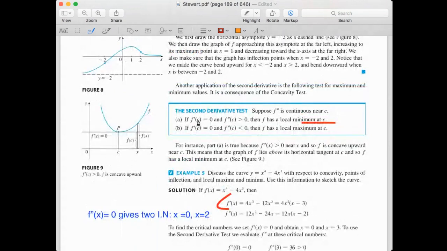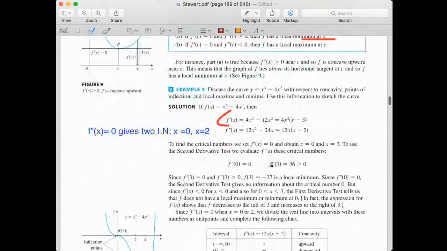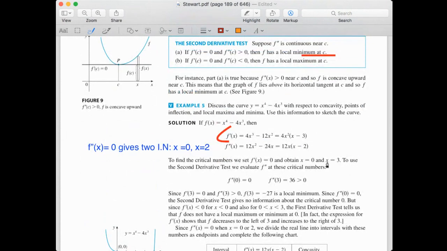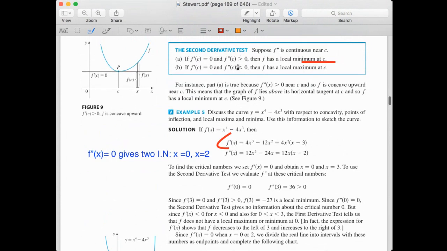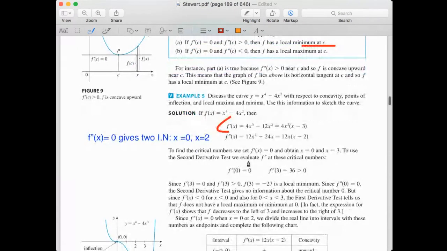Let's call this c. So f double prime of 0, let's evaluate the second derivative at 0. We get 0. Then we evaluate the second derivative at 3, and we get 36. So 0 is not less than 0 and not greater than 0, so we cannot make any conclusion according to the second derivative test. The second derivative test says either greater than 0 or less than 0.